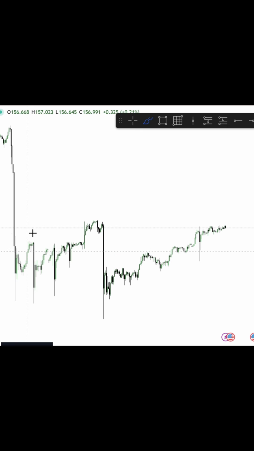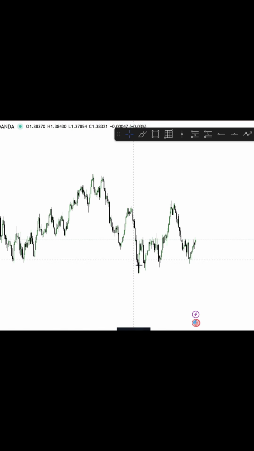If we go on to USDJPY, we can see that we are still moving sideways. It's not really a pair I've been speaking about much over the past few weeks. I'm not looking to trade it with the risk of intervention.